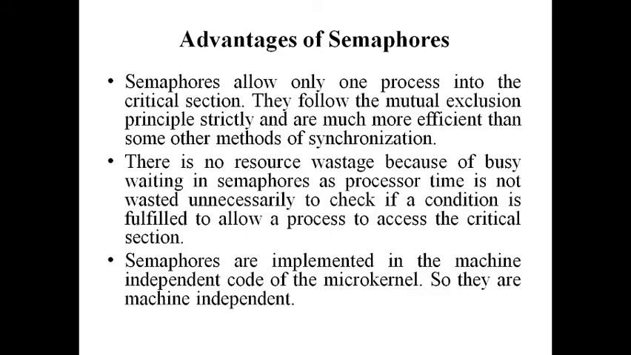Advantages of semaphores. Semaphores allow only one process into the critical section, that is mutual exclusion. They follow the mutual exclusion principle strictly and are much more efficient than some other methods of synchronization. This is how semaphores are very good and effective in treating the critical section problem. The second point is there is no resource wastage because of busy waiting in semaphores, as processor time is not wasted unnecessarily checking whether a condition is fulfilled to allow a process to access the critical section. See, now P1 entered the critical section.